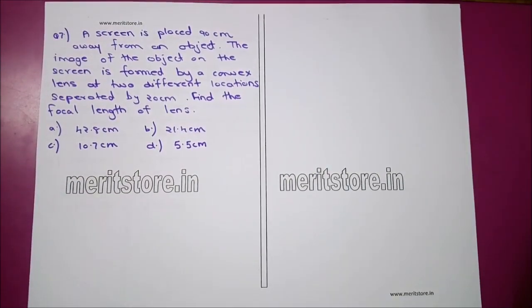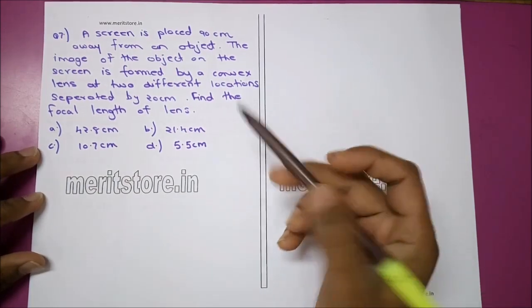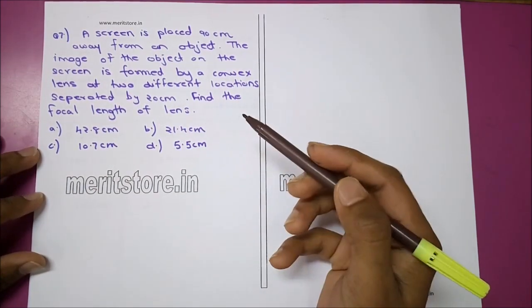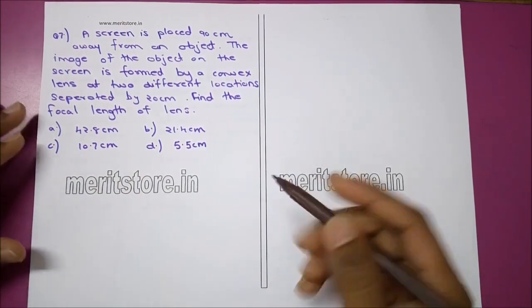A screen is placed 90 centimeters away from an object. The image of the object on the screen is formed by a convex lens at two different locations separated by 20 centimeters. Find the focal length of the lens. The options given are 42.8 centimeters, 21.4 centimeters, 10.7 centimeters and 5.5 centimeters.